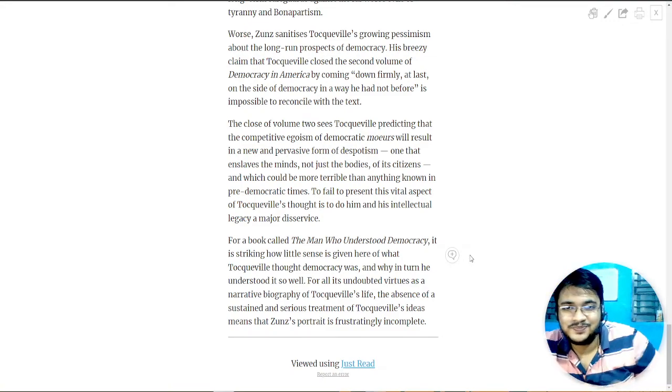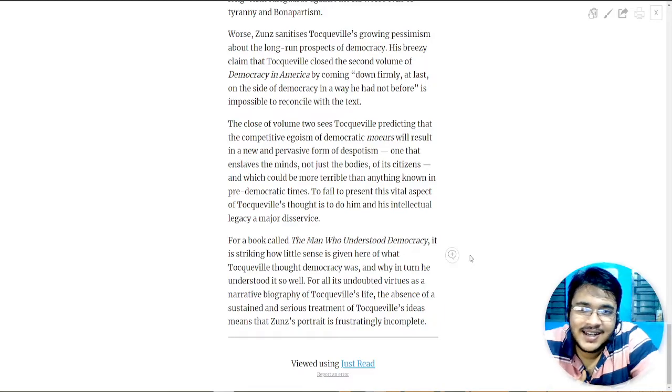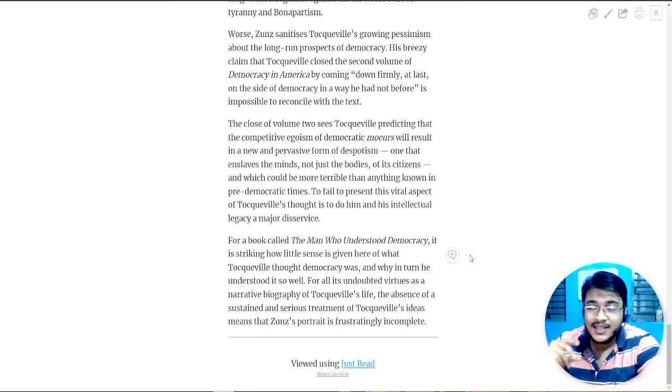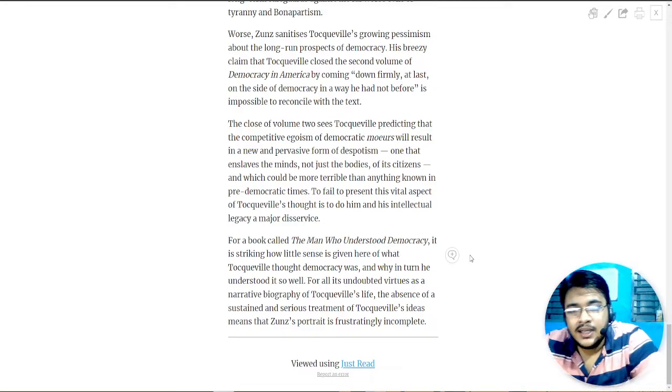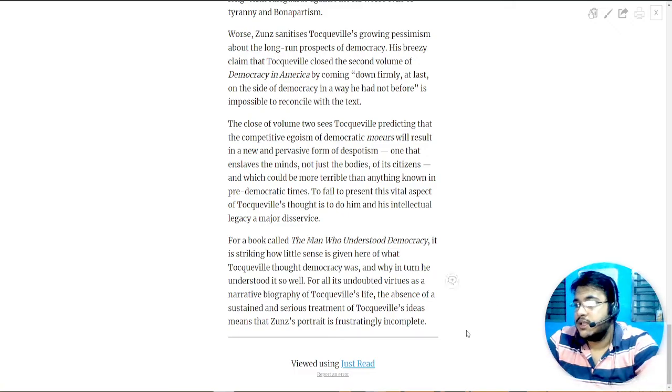So reading the last line, the author who is describing the book is not very happy with Oliver Zunz's way, and he is actually saying that if this book, what Oliver Zunz has written, is a narrative biography, why is it not giving the ideas of that person? Okay, because it's a biography after all. So he is definitely not very much happy with this book, but what can you do, right?